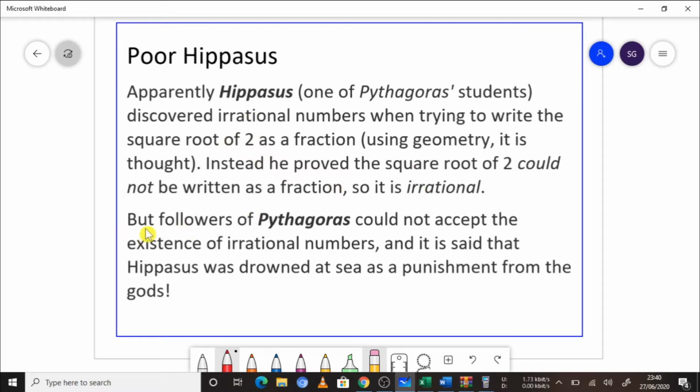But sadly, the followers of Pythagoras could not accept the existence of irrational numbers. At that time, irrational numbers were not discovered. Numbers were either rational or they didn't exist. So the followers of Pythagoras did not accept the existence of irrational numbers, and it is said that Hippasus was drowned at sea as a punishment from the gods. So poor Hippasus, he discovered irrational numbers and stated that the square root of 2 is irrational, yet he was punished for it.